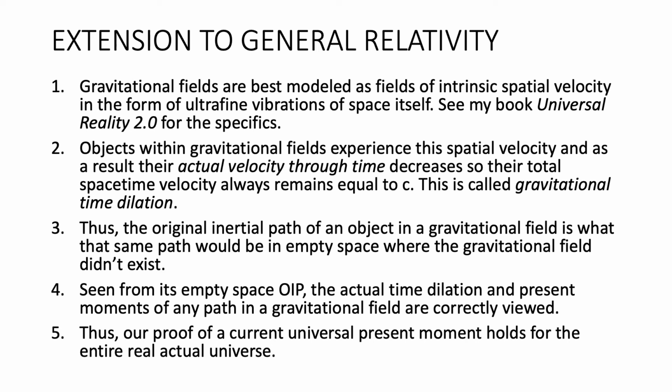Gravitational fields are best modeled as fields of intrinsic spatial velocity in the form of ultrafine vibrations of space itself. See my book Universal Reality 2.0 for the specifics. Objects within gravitational fields experience this spatial velocity, and as a result their actual velocity through time decreases, so their total space-time velocity always remains equal to c. This is called gravitational time dilation.